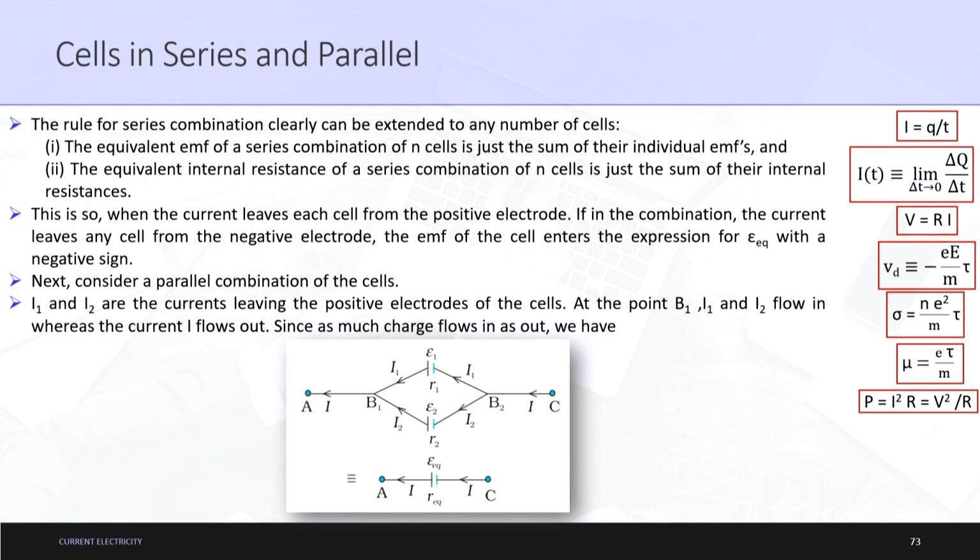The equivalent EMF for a series combination of n cells is the sum of individual EMFs. So, we can just write it in mathematical form here. Epsilon equivalent is equal to epsilon 1 plus epsilon 2 plus dot dot dot till epsilon n. Similarly, R equivalent is equal to R1 plus R2 plus dot dot dot till Rn. Please make sure here R equivalent is nothing but internal resistance. So, the equivalent EMF of a series combination of n cells is just the sum of their individual EMFs, and similarly the equivalent internal resistance of a series combination of n cells is just the sum of their internal resistances.